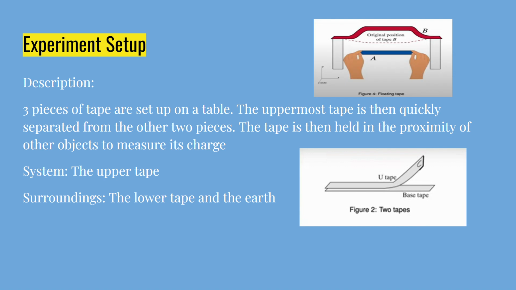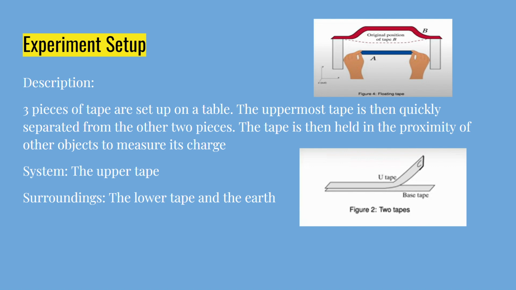So we took two pieces of tape, and we ripped the third one off. This removed electrons from the two layers that made up the base tape. All right, so that's essentially the setup. The system is the upper tape. We're going to see how that interacts with the lower tape.